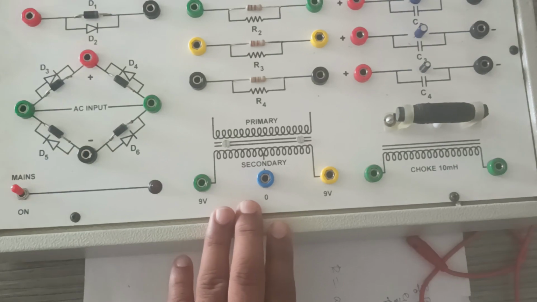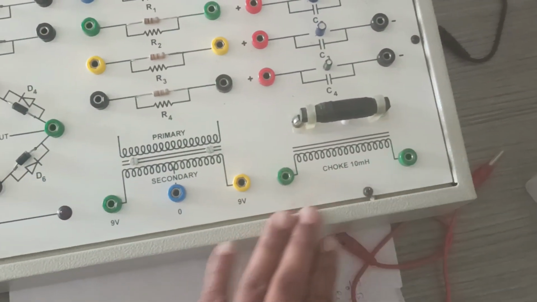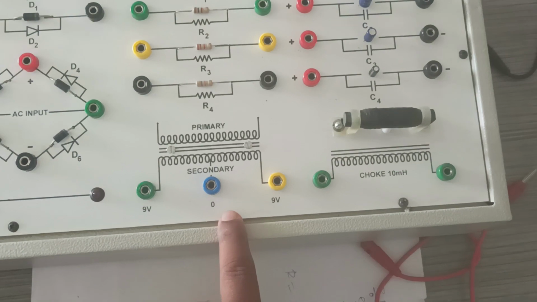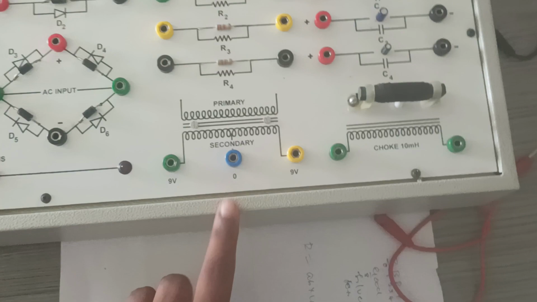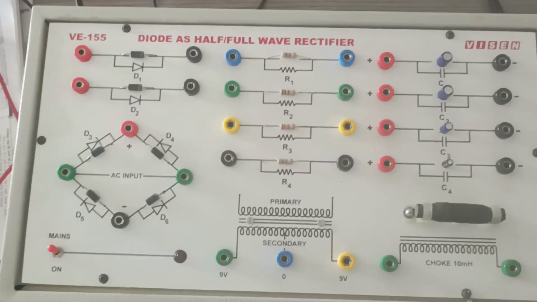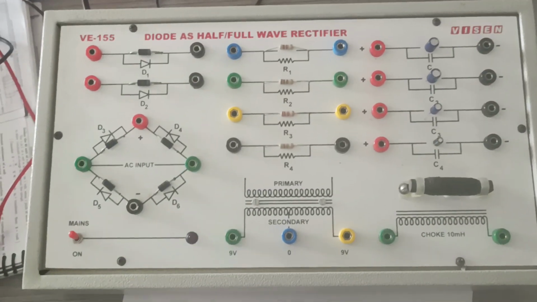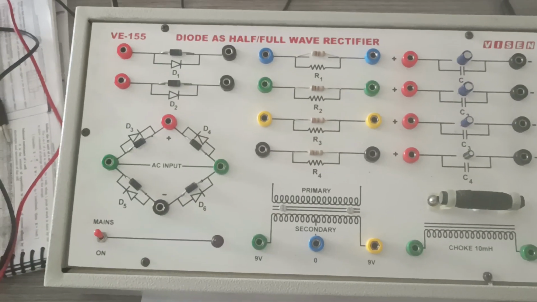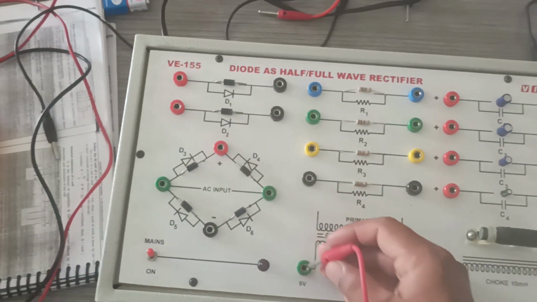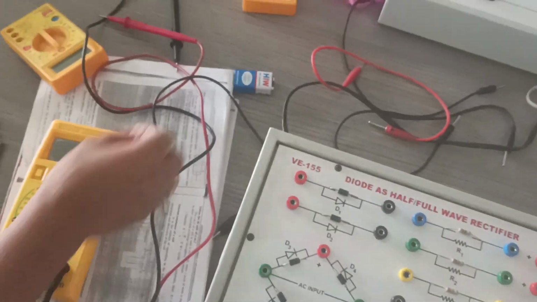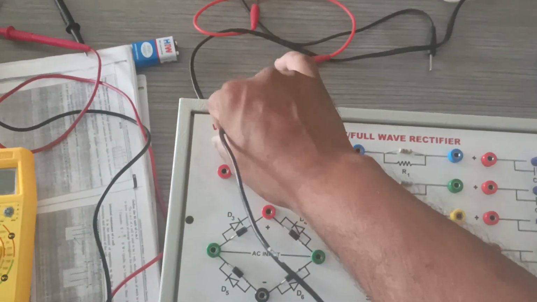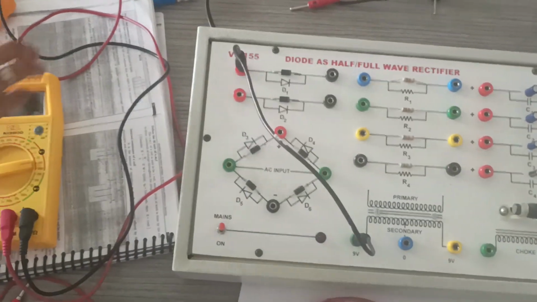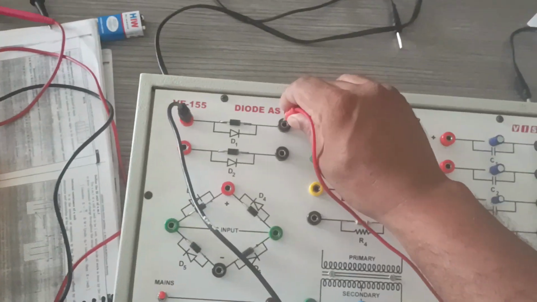And this is the step down transformer, and the choke will be here. In the step down transformer we have 3 connections: one is 9 volt, one more is 9 volt, and this is 0. Okay, we will make the connections of the half wave rectifier first. From this step down transformer, this 9 volt is connected to diode 1.